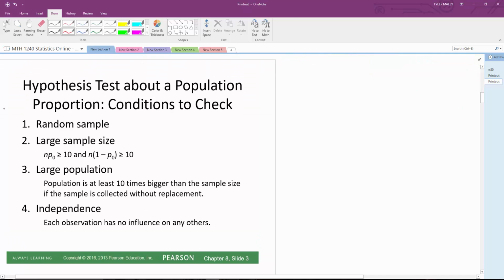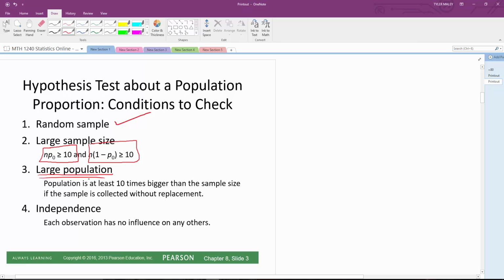So here are my conditions to check. Don't forget, we want to make sure we have a random sample. Also, I want to make sure I have a large enough sample size. To check that, I want to make sure that I have at least 10 expected successes and at least 10 expected failures. So we check that with these two formulas.